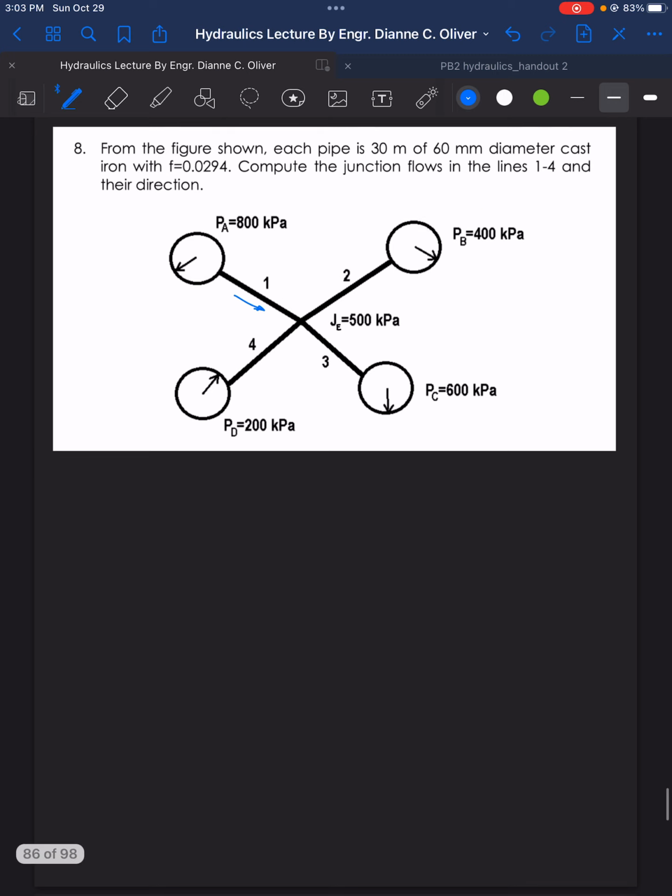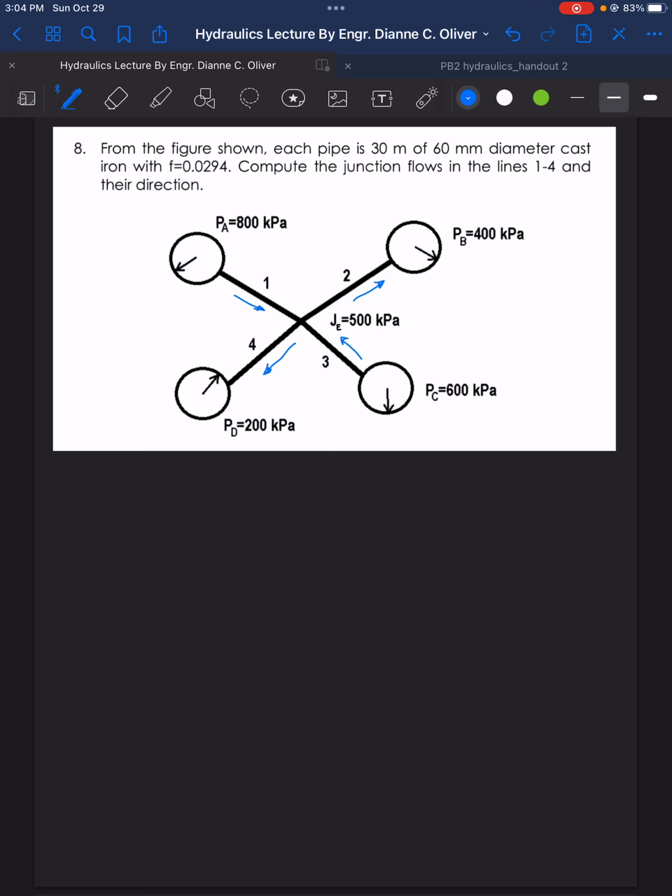And then for B and junction E, since the pressure at junction E is higher than the pressure at point B, therefore the flow is from junction E to point B. And then this one here is lesser than E, therefore the flow is from C to junction E. And then D here is lower than junction E, therefore the flow is away from junction E. So we were able to determine the direction of the flow.